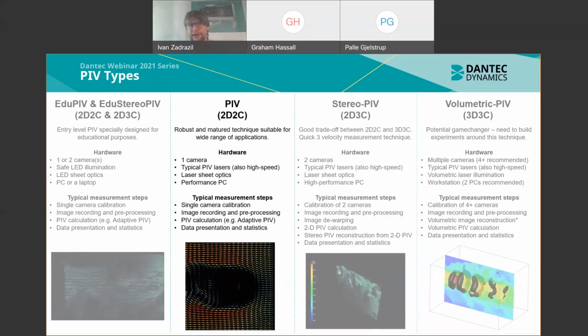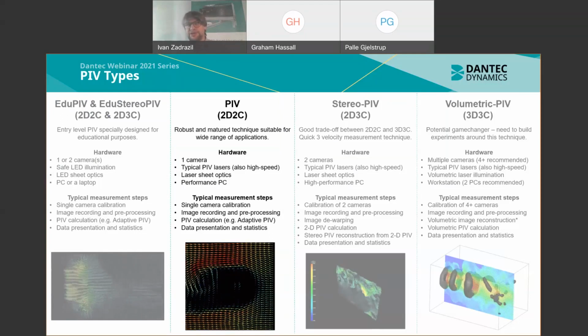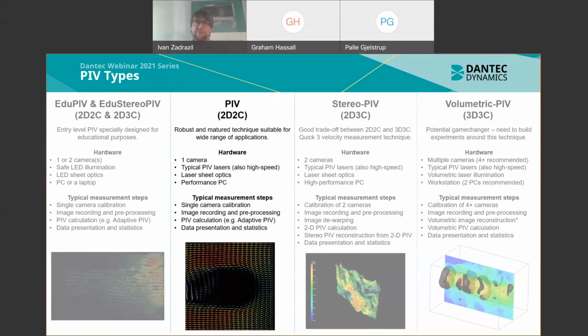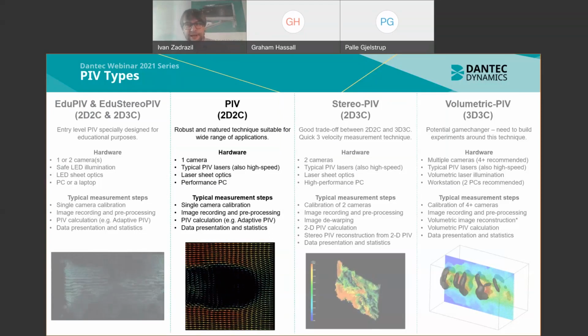So initially we do camera calibration, we record some images, we pre-process them, we apply the PIV algorithm, and then we present the data or do some statistical analysis.